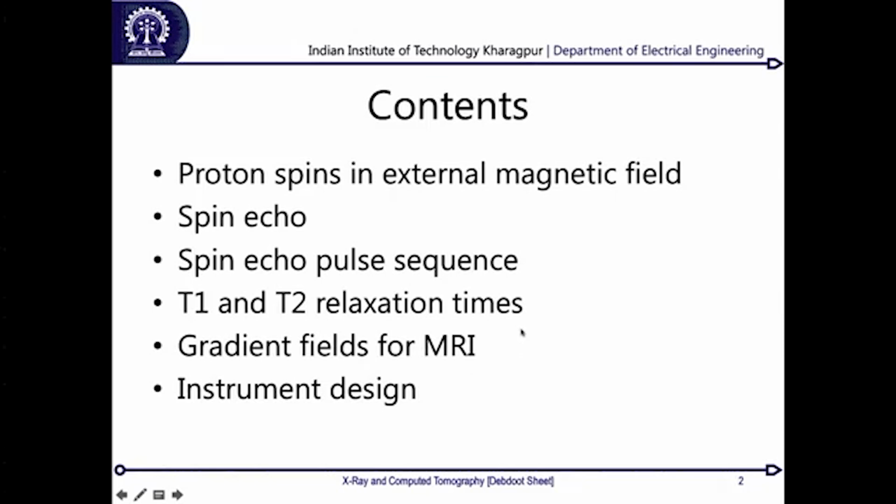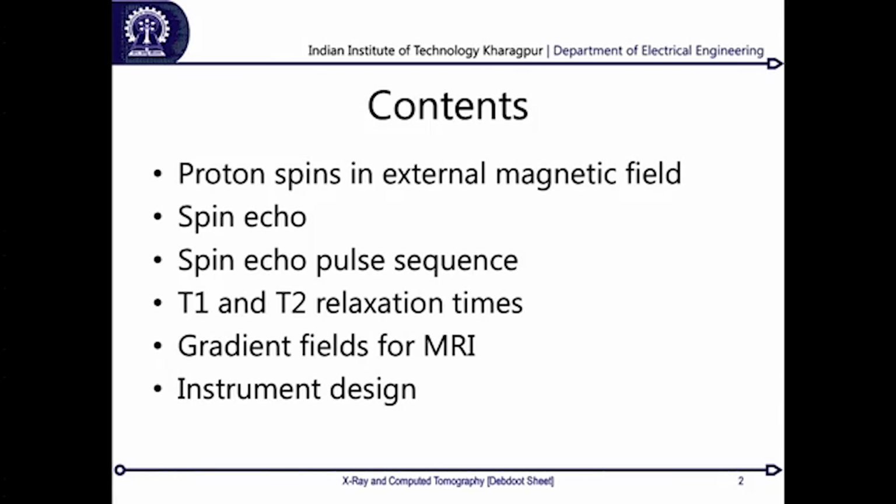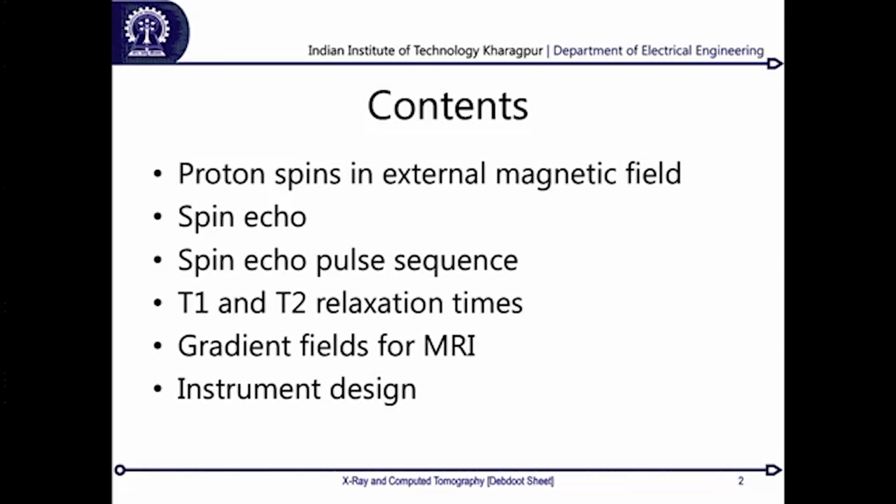Now, in order to create an image, you need to discriminate between small parts of your body, and that is where we enter the gradient field in MRI, which is quite an interesting topic: creating a spatially resolvable magnetic field inside a space such that I can look into different parts of your body in a different way.